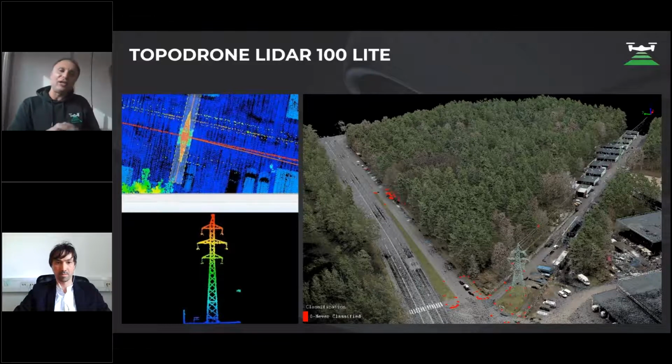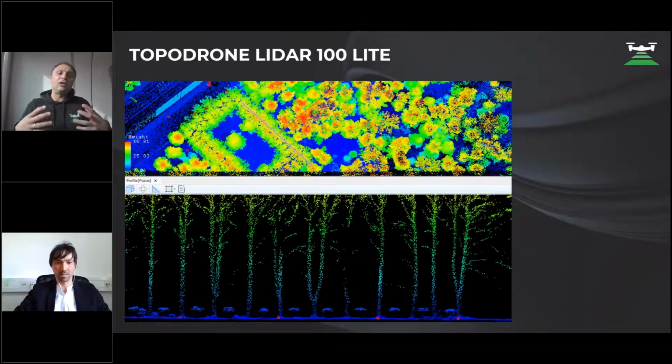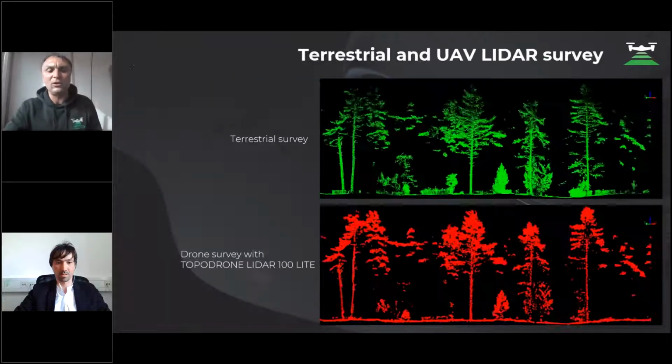And you can easily create 3-dimensional models of power lines and power poles. You can measure trees, and you can penetrate dense vegetation to get the terrain level under the trees, and you can count trees. And there are a lot of implementations of LiDAR technology.